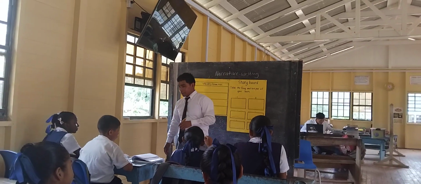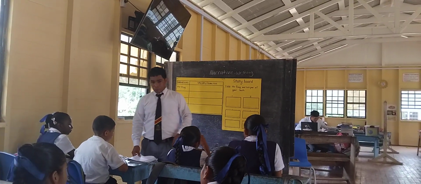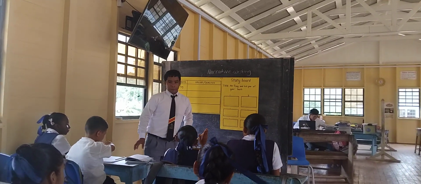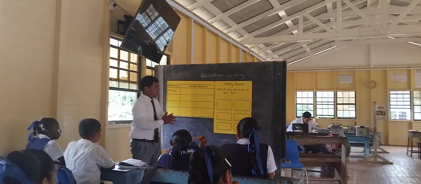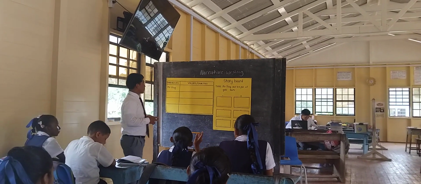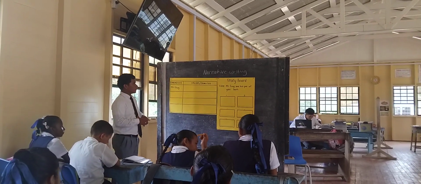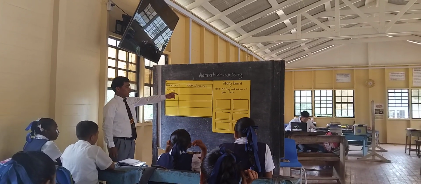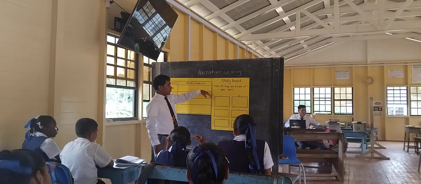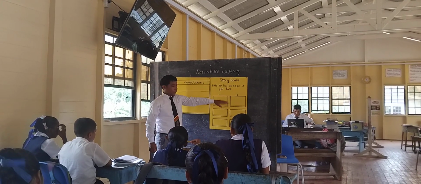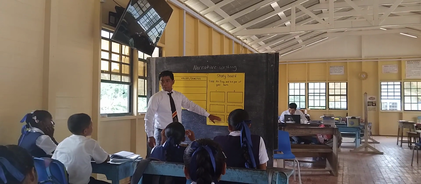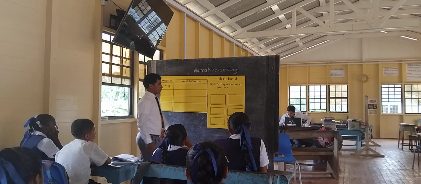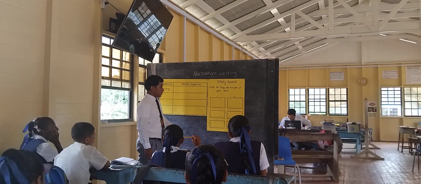Alright, you remember them, right? We have the solution also. Well, today we will continue with our narrative writing. We have a storyboard. Now you might be familiar with a storyboard, right? A storyboard tells you what is happening or how a story happens.